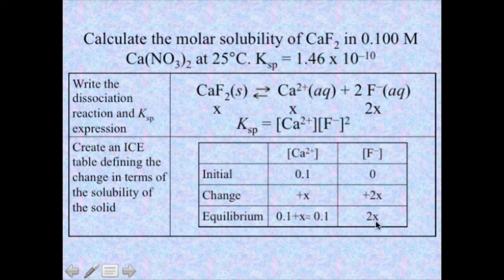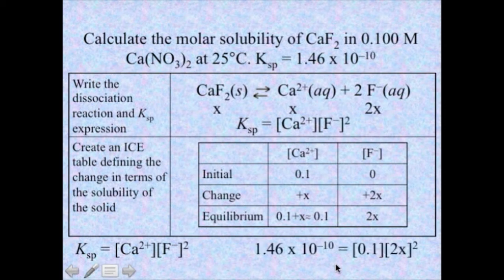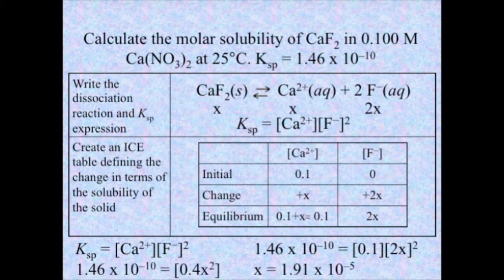Meanwhile, we still have 2X of the fluoride, again, double because the fluoride is coming from the calcium fluoride and it's a 1 to 2 molar stoichiometry of calcium fluoride to fluoride ion. So we can write the solubility product expression out and plug in for calcium ion 0.1 moles per liter and for the fluoride ion 2x squared. And we solve for x, which is going to be 1.91 times 10 to the minus 5.